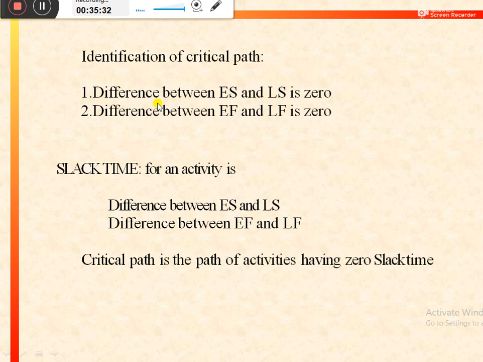First of all, calculate the difference between earliest start and latest start. Then calculate the difference between earliest finish and latest finish. It is also known as the slack time for a particular activity. If the differences between earliest start and latest start, and earliest finish and latest finish, are equal to 0, it means that path is the critical one, or we need to give more attention or more focus to that particular path and the activities of that path.